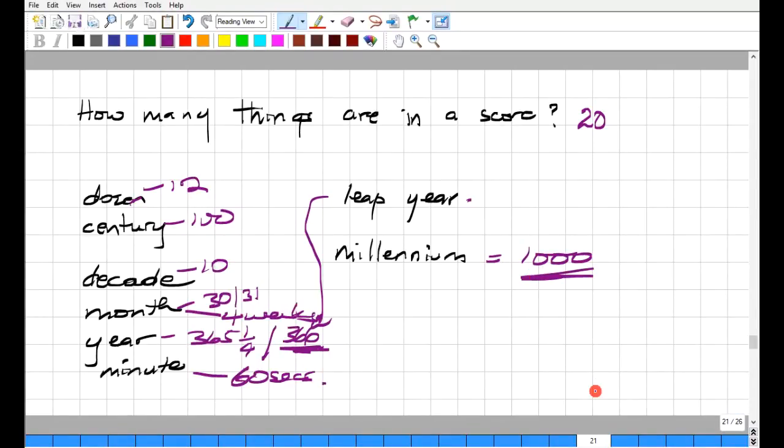So let's try to remember those. Hold on, we could do one more. Our gross is made up of 12 dozens or 144 units or items.